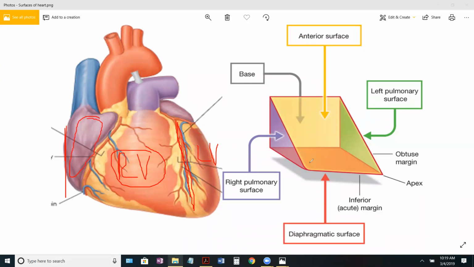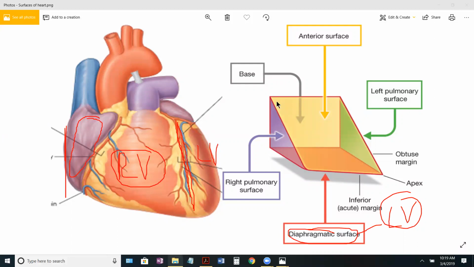And now, if you go to the diaphragmatic surface, that is the surface that rests on the diaphragm. Let me tell you that this surface is mainly made by the left ventricle. Okay, so these are some of the important things. Diaphragmatic surface is less high yield, but the more high yield thing is here.